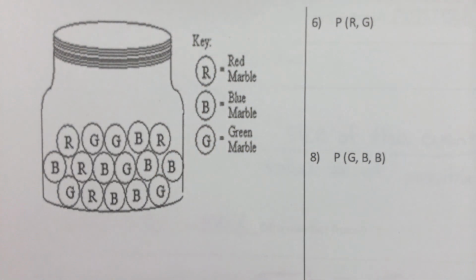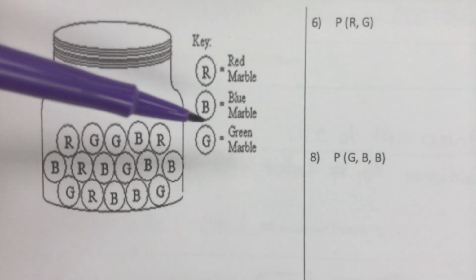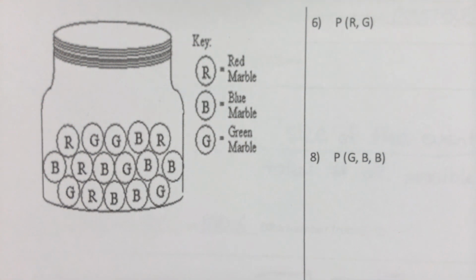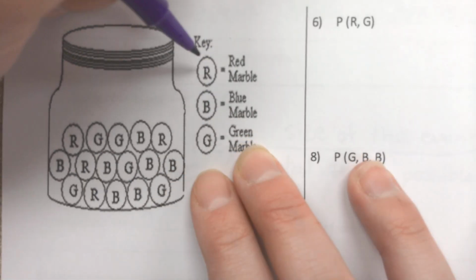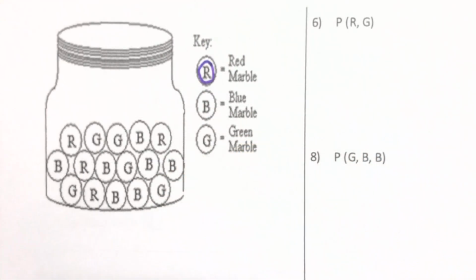That's what I'm going to do. Most of you only have a pencil to work with, so I'm going to do the same as what you would do. I'm going to use symbols to kind of label these in the jar to help me keep track of what I found. So for the red marbles, I'm going to circle them.